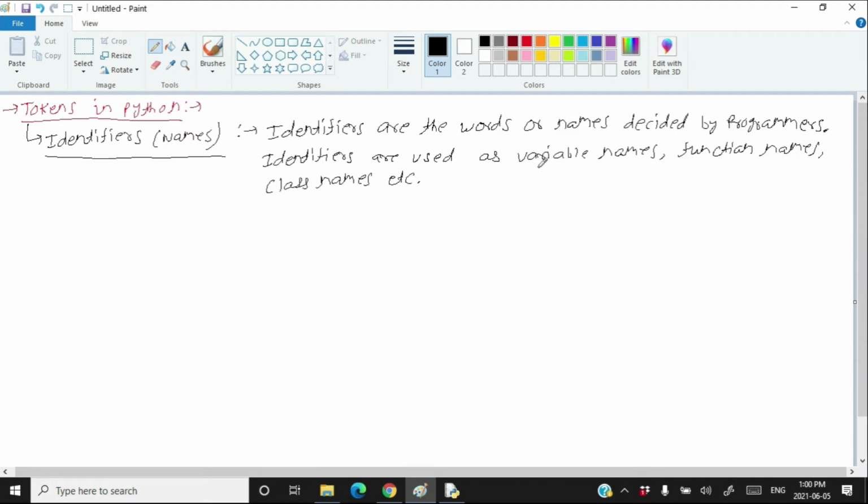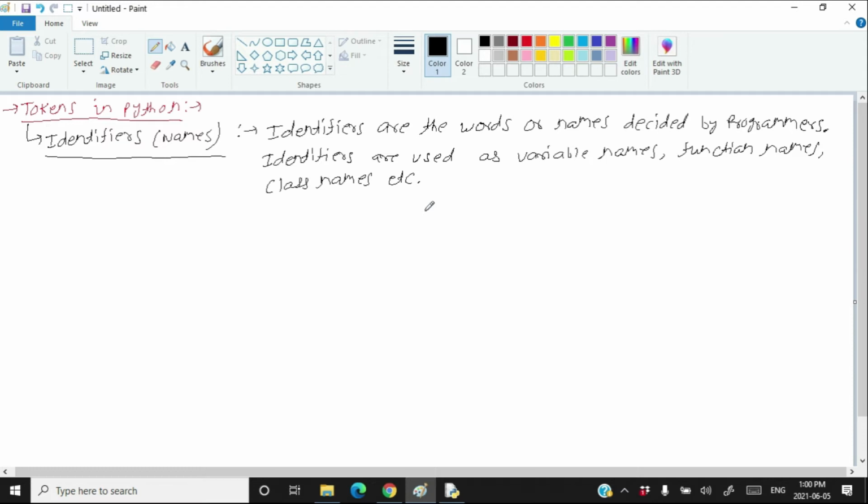At this time, you may not know what a function or a class is, but any name decided by the programmers, either a variable name, a function name, or a class name, all these names are called identifiers.